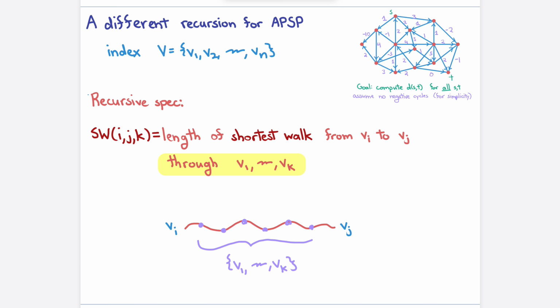Okay, so I have 3 indices: start vertex, end vertex, and which intermediate vertices I'm allowed to use. Okay, so this shortest walk ijk is the length of the shortest walk from vi to vj, where the vertices in the middle are strictly from this prefix v1 through vk. So you can only use the first 5 vertices. You can only use the first 6 vertices. You can only use the first 7.